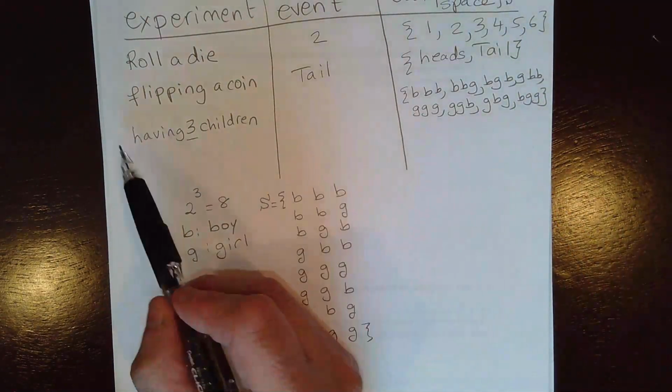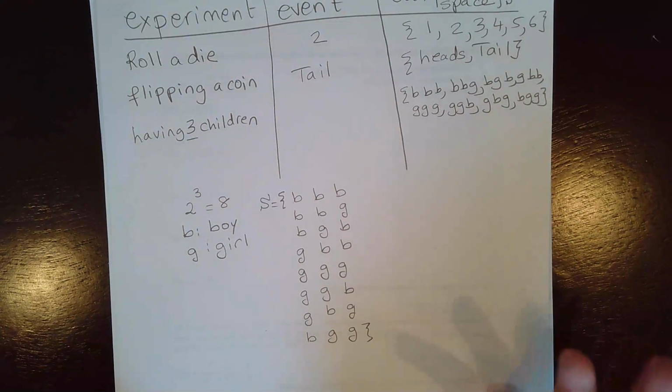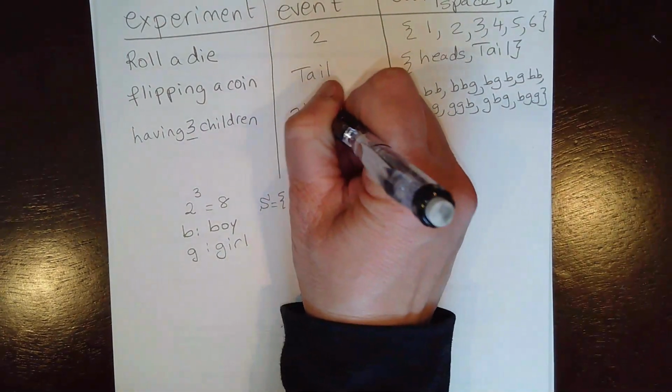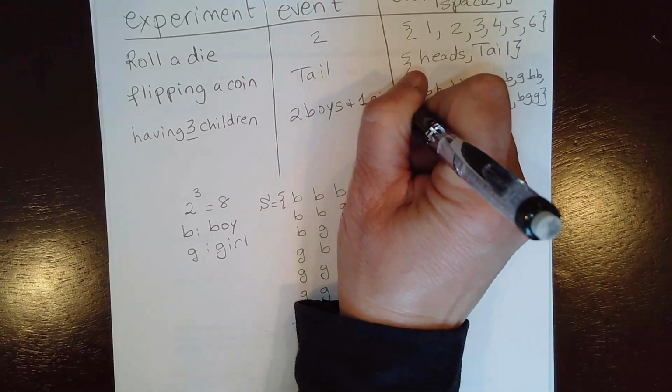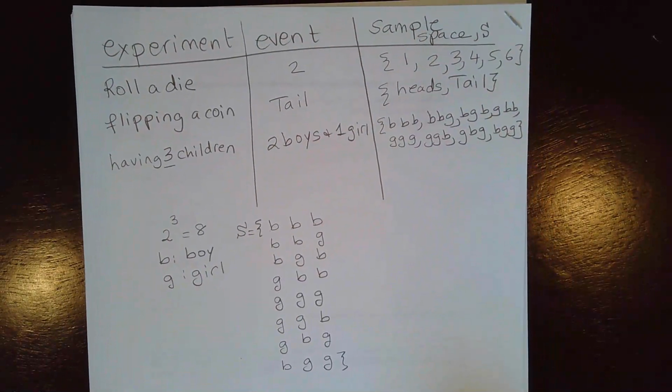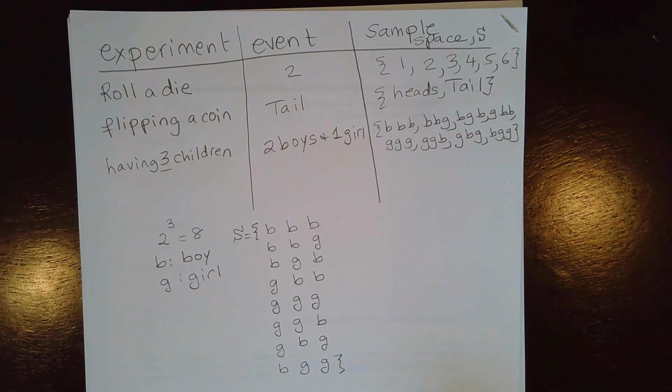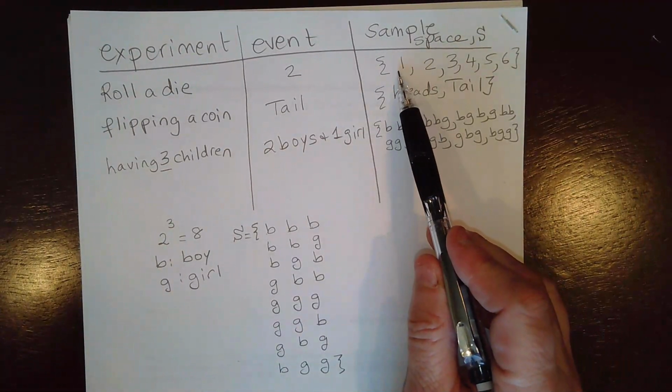And what would be a possible event? A possible event is having 2 boys and 1 girl. That is a possible event. Okay, so these are examples of experiment, event, and sample space. Now, an event is any collection of outcomes from a probability experiment. So we've seen these 3 events. Now, a simple event is an event with only 1 outcome. The sample space contains all the simple events.